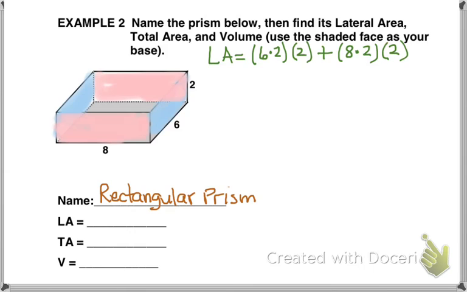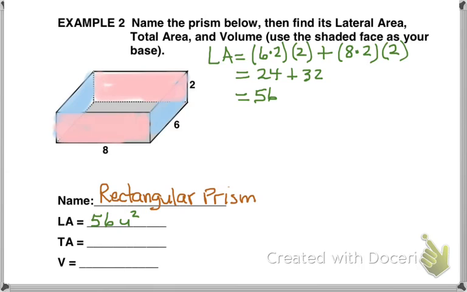And then we will do the calculation, and we see that 6 times 2 times 2 is 24, and 8 times 2 times 2 is 32, so 24 plus 32 is equal to 56. So the lateral area of this rectangular prism is 56 square units.